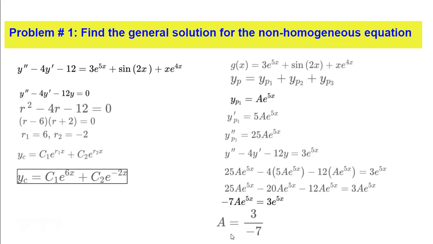So we can replace this value of a within our particular solution to get yp of 1. So doing this, we have yp of 1 equal to minus 3 over 7 e to the 5x. We can now go on to find yp of 2.